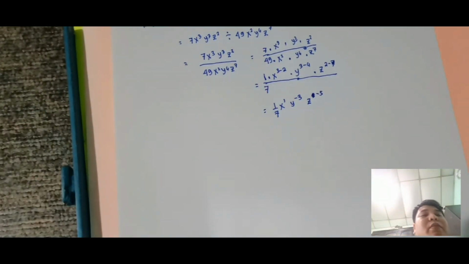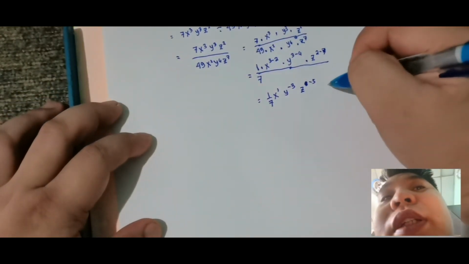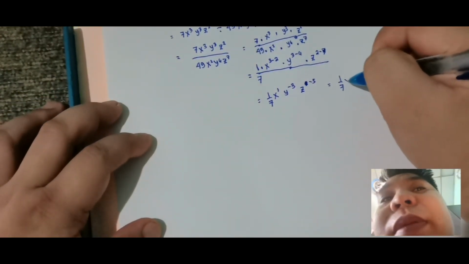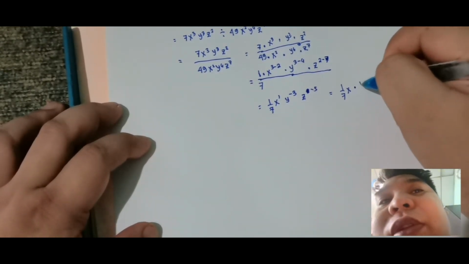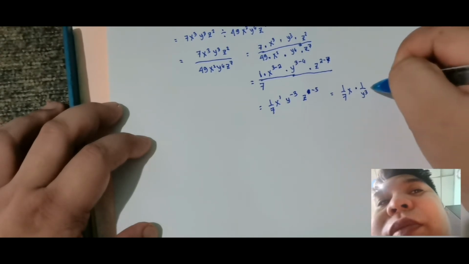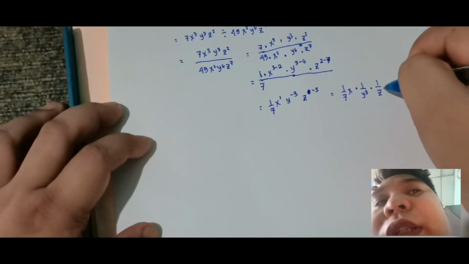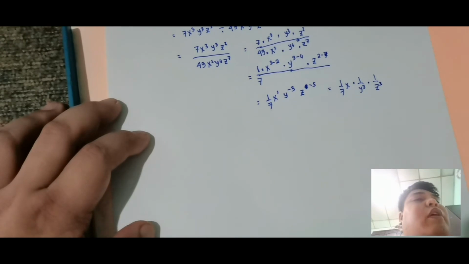So, punta naman tayo sa rule of exponent. Pag negative, nagre-reciprocal. So, this is equal sa 1 over 7, then x na lang. Pwede kasing x na lang yan. Okay. Times 1 over y cube multiplied by 1 over z raised to 5. Okay, para makita nyo lang.